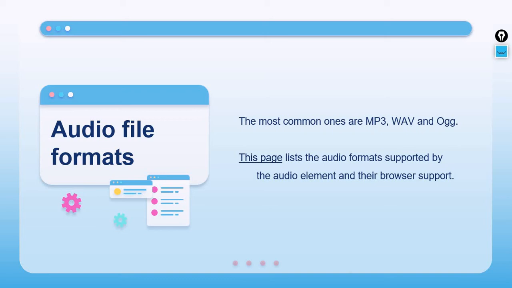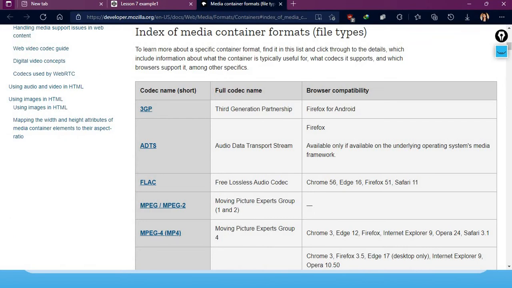Just like image formats, not all audio file formats are supported by all browsers. You will want to use common audio file formats for browser compatibility, ensuring the highest probability that your audio file will play. So the most common ones are MP3, WAV, and OGG. So this page lists the audio formats supported by the audio element and their browser supports.